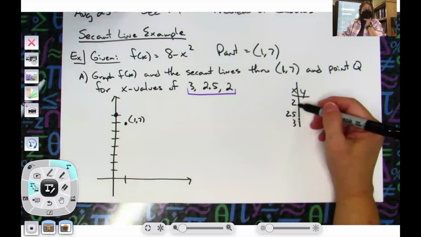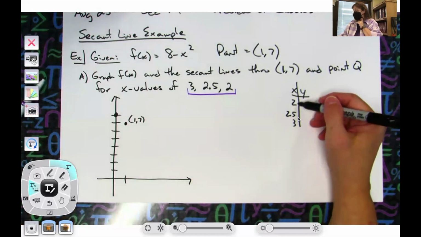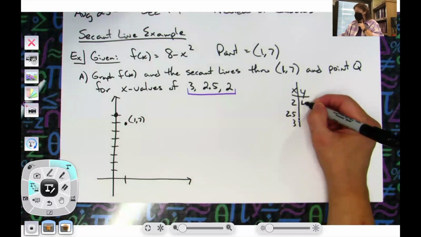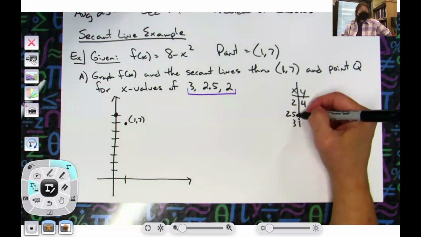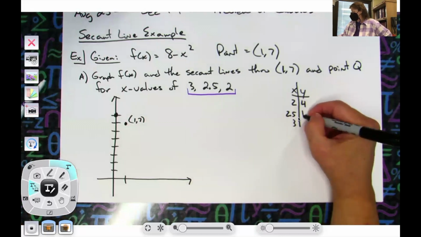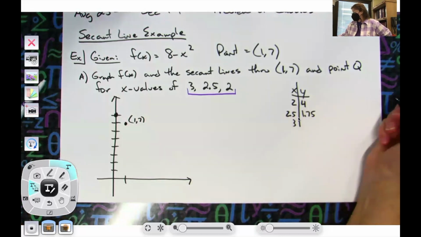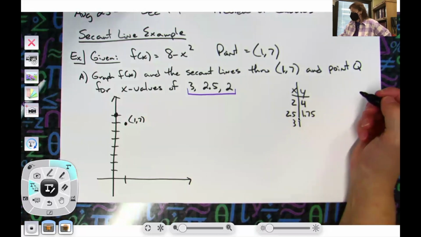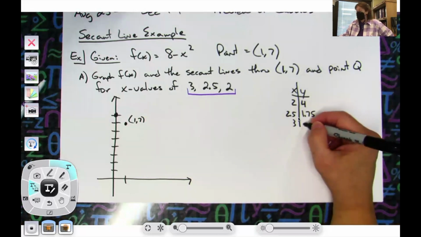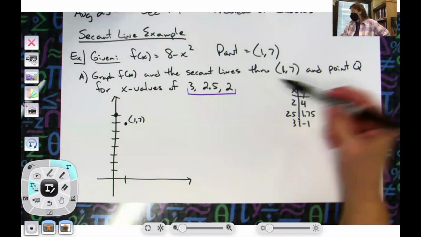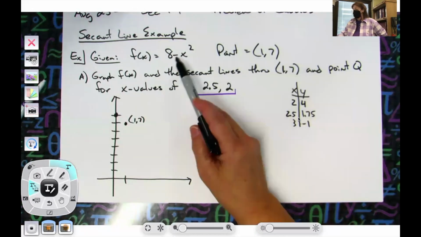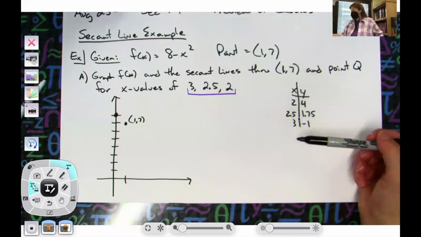So if I plug 2 in, let's see, 2 squared is 4, 8 minus 4, that's going to give me a 4. Don't let me make any mistakes here. If I plug 2.5 in, and I square it, and then I take 8 minus that, I get 1.75. And then if I plug 3 in, 3 squared is 9, this will give me -1. So with these x values, I created a little xy table and plugged them into that original function just so I could graph some points here.